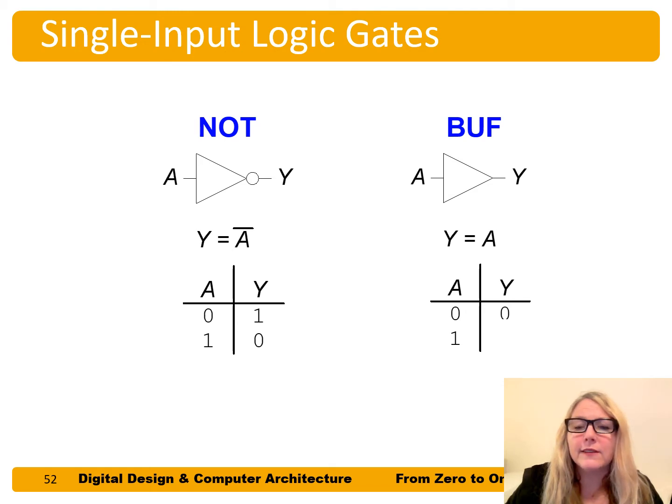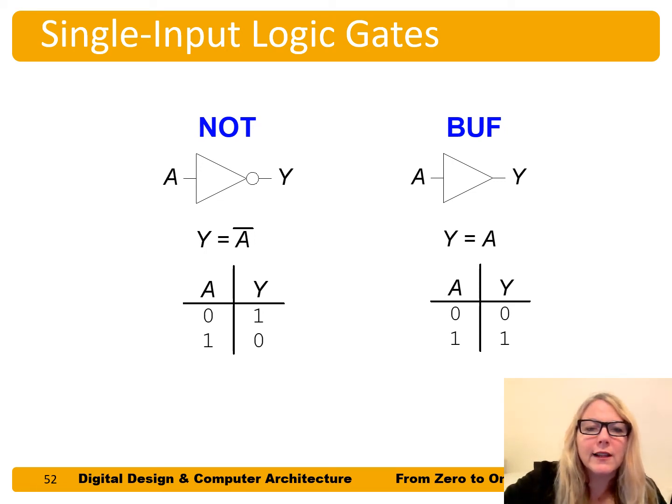And for the buffer, we have a similar thing, except it just outputs whatever is input. So if we feed in a 0, we get out a 0 on Y. If we feed in a 1, we get out a 1 on Y. And so the equation then is just y equals A. And you'll notice a difference between the buffer and the inverter, or the NOT gate, is this little bubble. And this bubble at the end of the gate indicates inversion. So it's taking the input and inverting it before it sends it to the output.